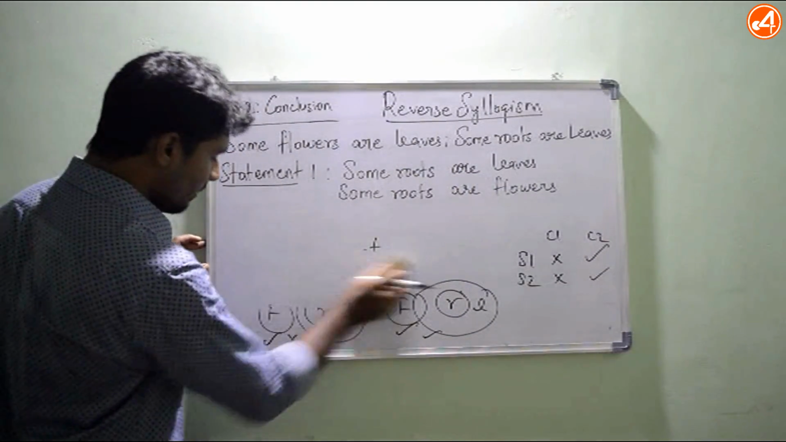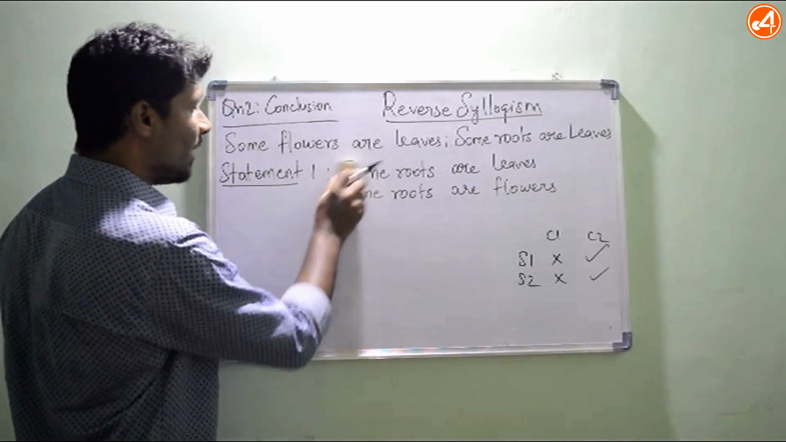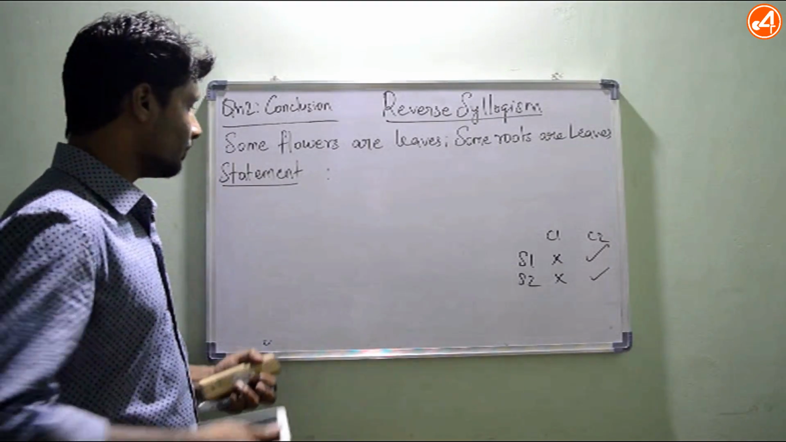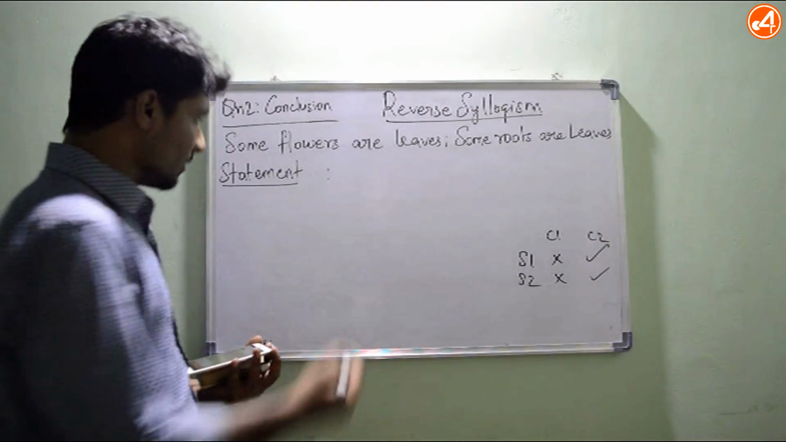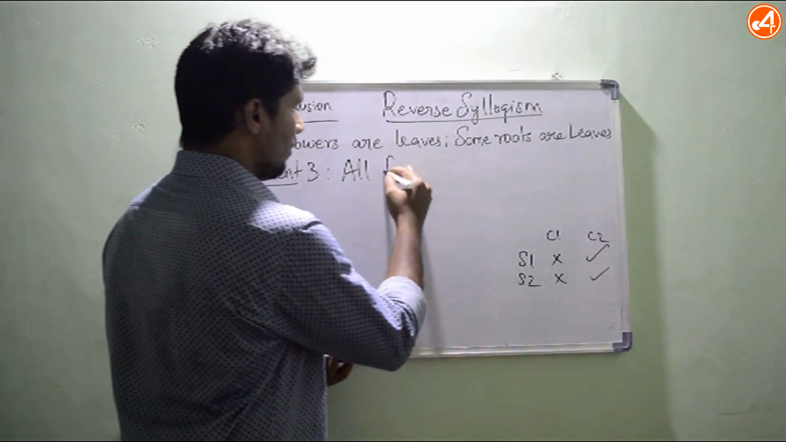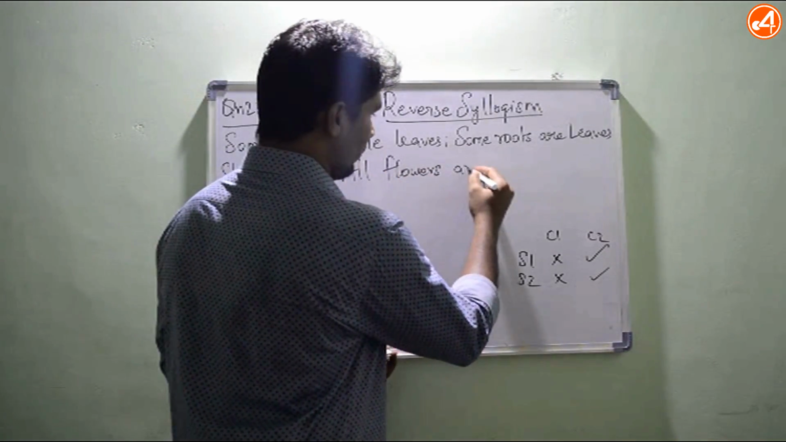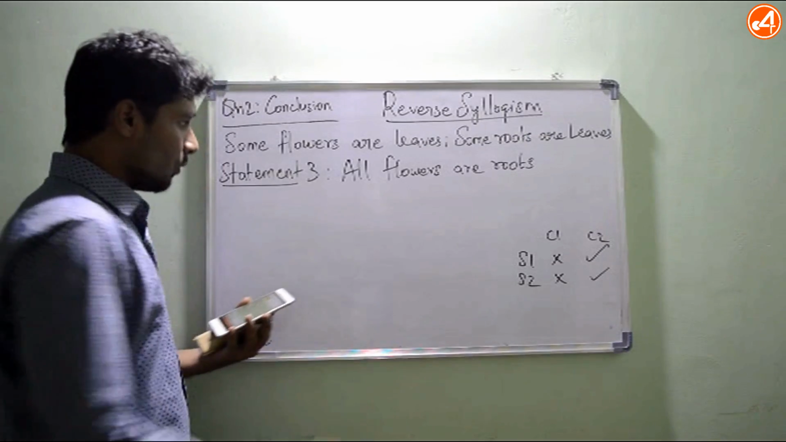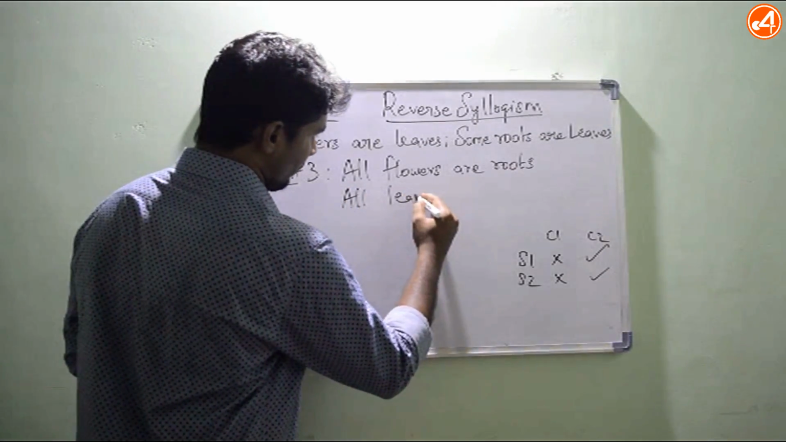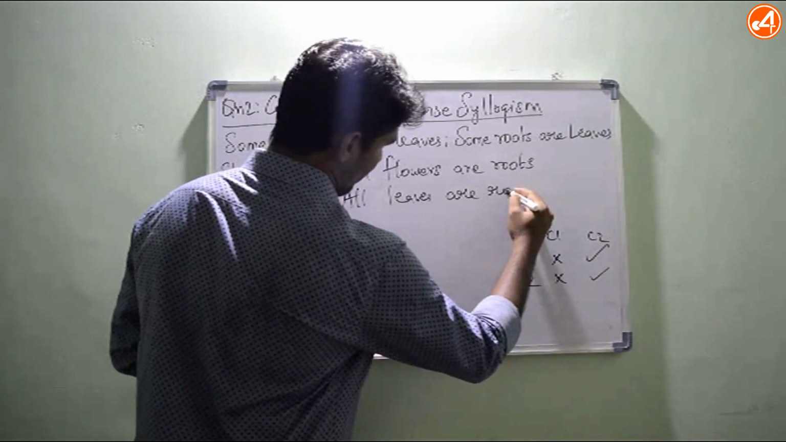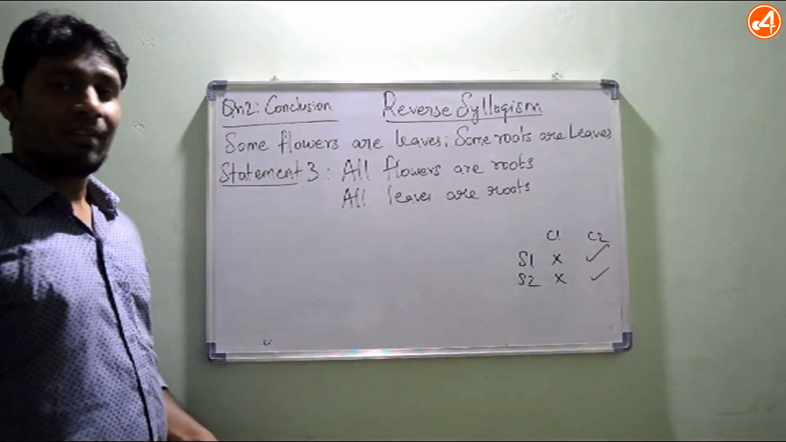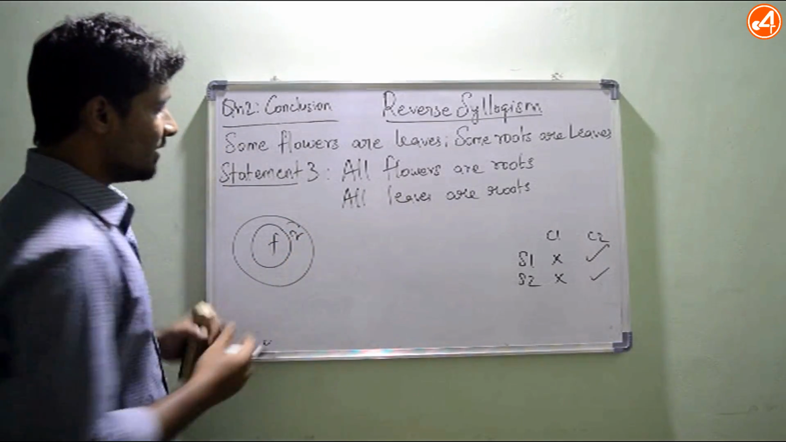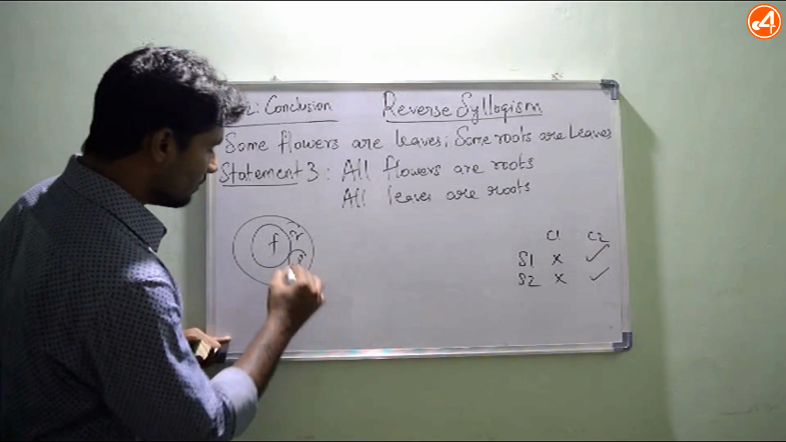And now we can go for statement 3 of the question. In this question, we have 5 statements followed by the same set of conclusions. Statement 3 states that all flowers are roots, and the second is all leaves are roots. Draw the diagram. All flowers are roots, I can go for overlapping. Good. So all flowers are roots. Again, all leaves are roots, all leaves come under roots.